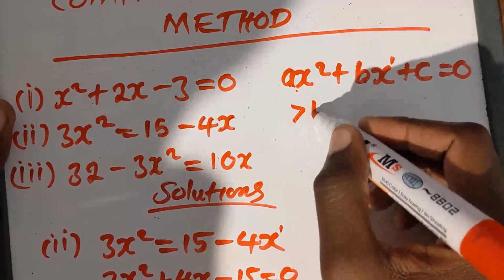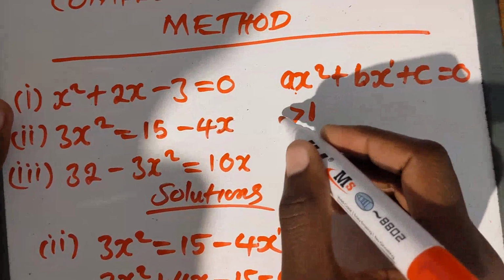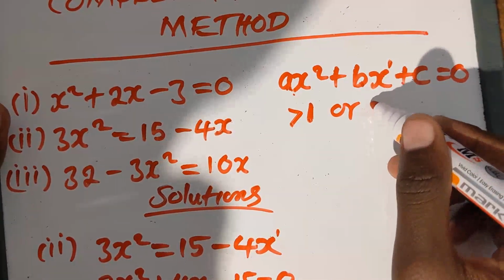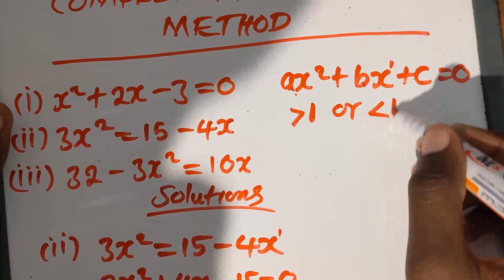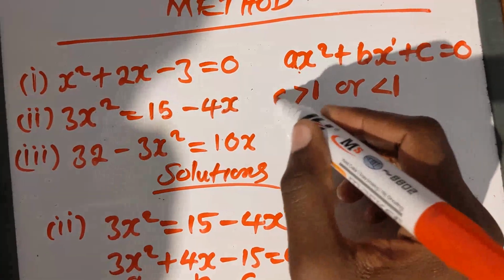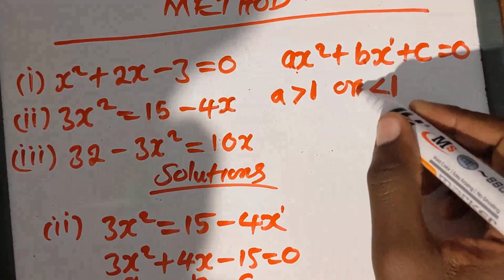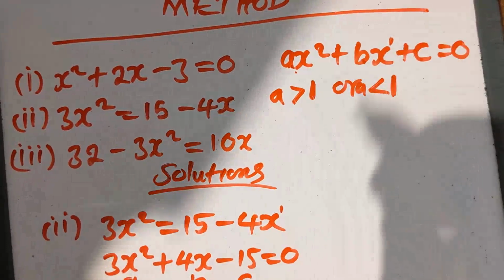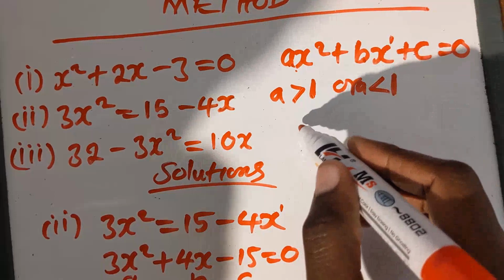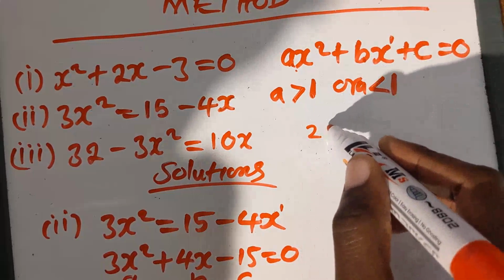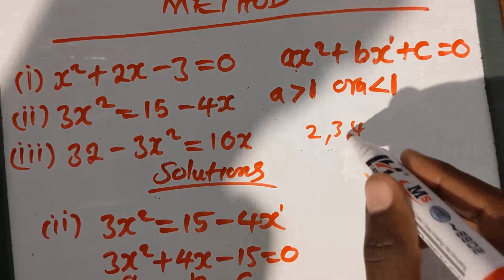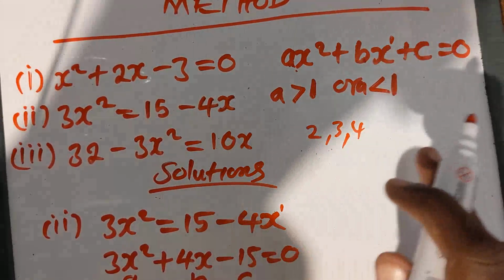So now the rules are saying that if the coefficient of A is greater than 1 or less than 1. If A is greater than 1, I mean it would be 2, 3, 4, going forward like that. So this is what it means if it is greater than 1.